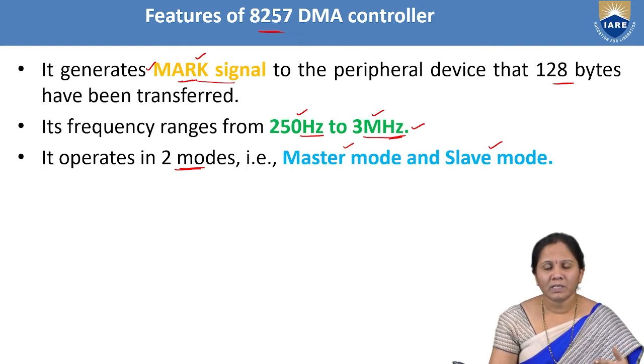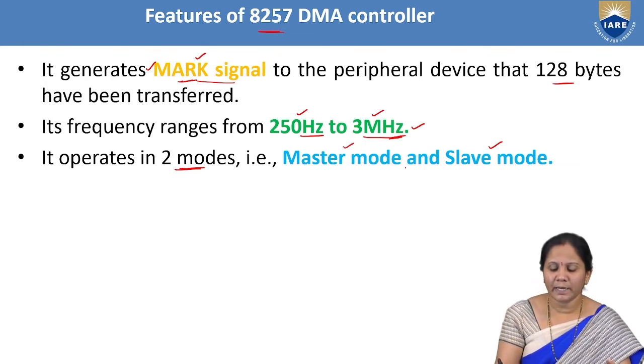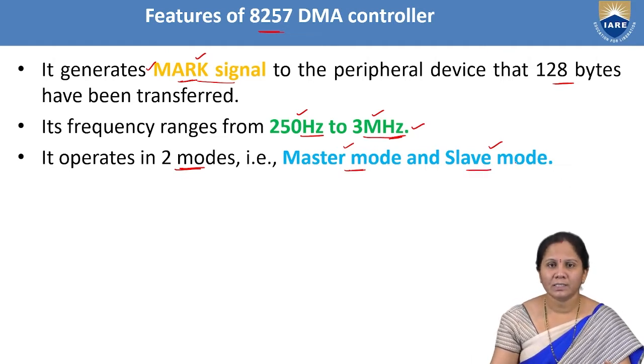IO devices will send the request to the DMA controller. From the DMA controller it goes to the CPU. Once the CPU releases the bus, it sends the signal to the DMA controller. Then the DMA controller will send the information to the IO devices. Then only the information can be transferred between IO devices and main memory. So based on this data transfer, this 8257 DMA controller has 2 operating modes: one is master mode, another one is slave mode.